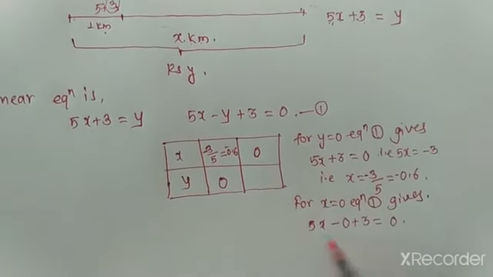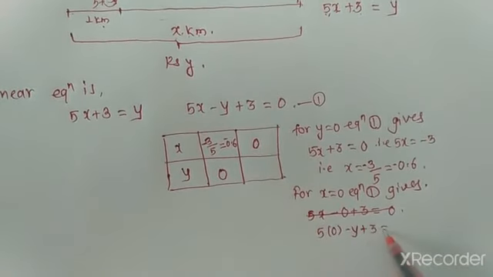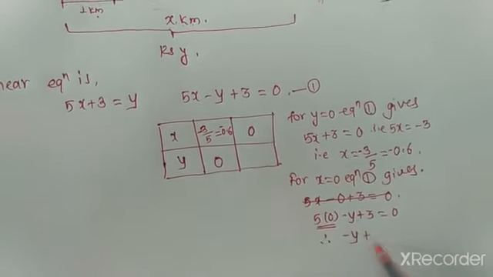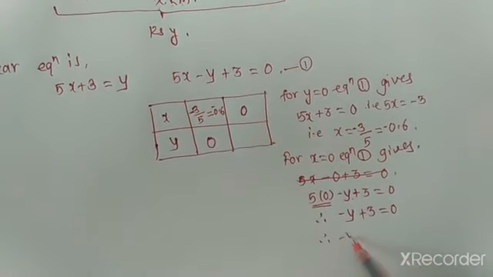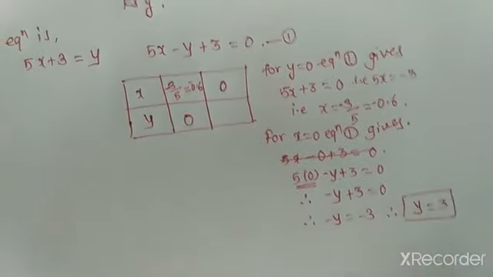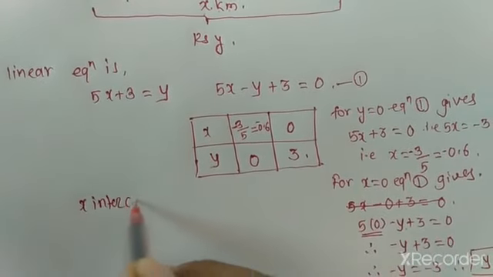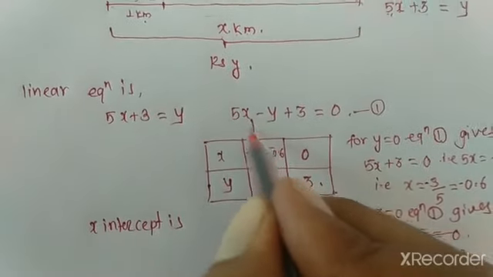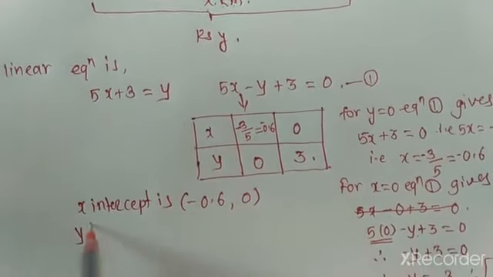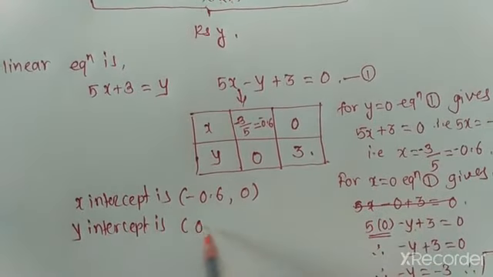Sorry, here x is 0, so here it will be 5 into 0 minus y plus 3 is equal to 0. So 5 into 0 is 0, so only minus y plus 3 is equal to 0 remains. That means minus y is equal to minus 3, which gives y is equal to 3. Okay, so the x intercept is our first column, which is minus 0.6 comma 0, and the y intercept is our second column, which is 0 comma 3.